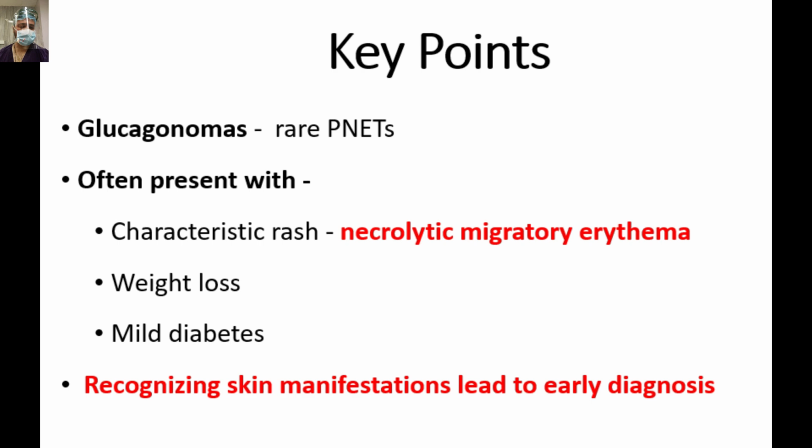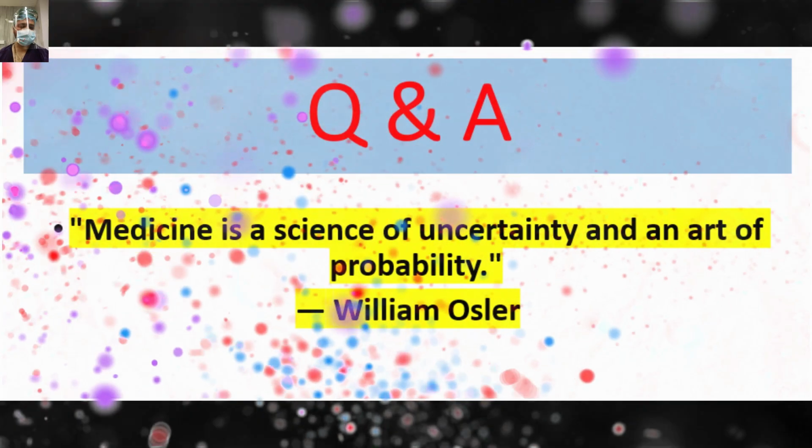I think less than 400 cases have been reported so far in the literature. There is a characteristic rash, necrolytic migratory erythema, and weight loss, mild diabetes. Recognizing the skin manifestation leads to early diagnosis. So, like in this case, the skin biopsy showing necrolytic migratory erythema was diagnostic.